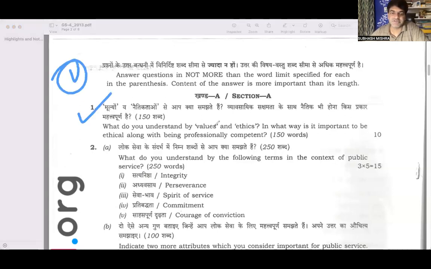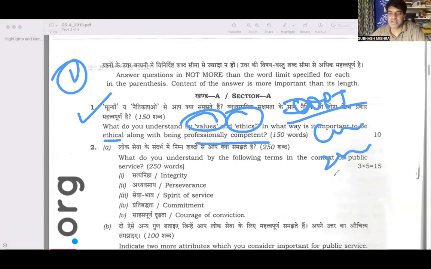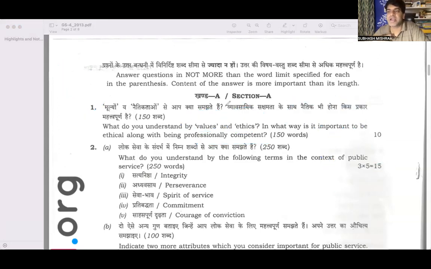So the first topic is value ethics and ethics versus professional competency. You can quote DOPT, you can quote Gandhi, you can quote Second ARC, you can quote anything, but you have to relate. It is not that you will write too much and you will get good marks. You have to relate too much with yourself, your knowledge, and these questions. That's it.